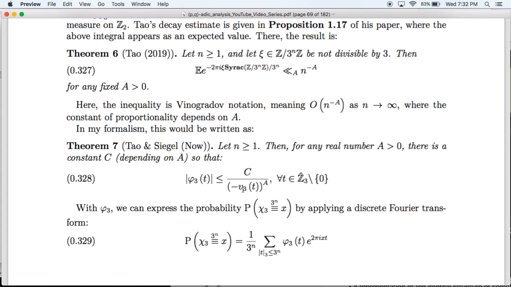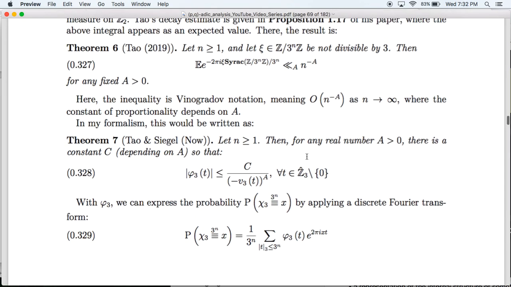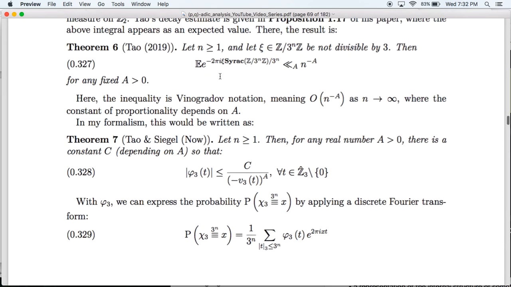Negative v3 of t is the exponent of 3 in the denominator of t. It's always going to be positive, and here we require t to be non-zero. So, yes, this gives a nice decay rate as the 3-adic absolute value of t grows. I personally think this is a lot prettier than this, but that's just me.